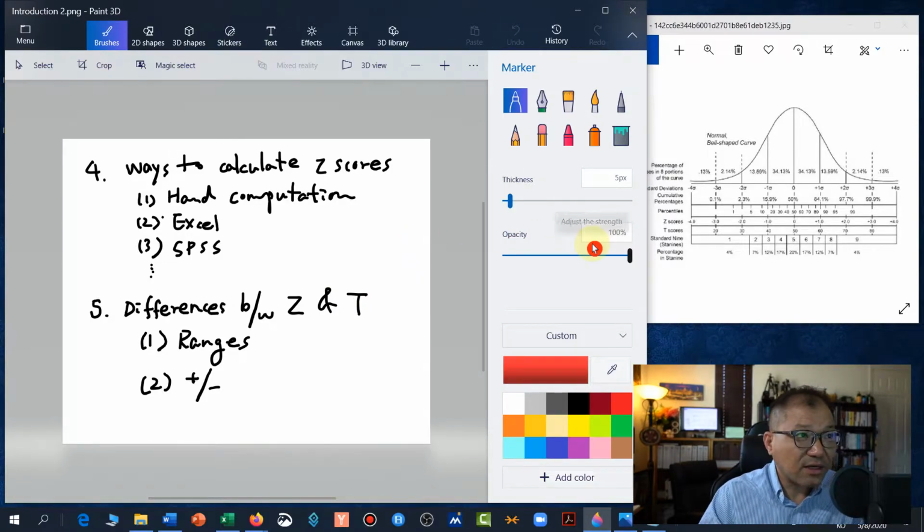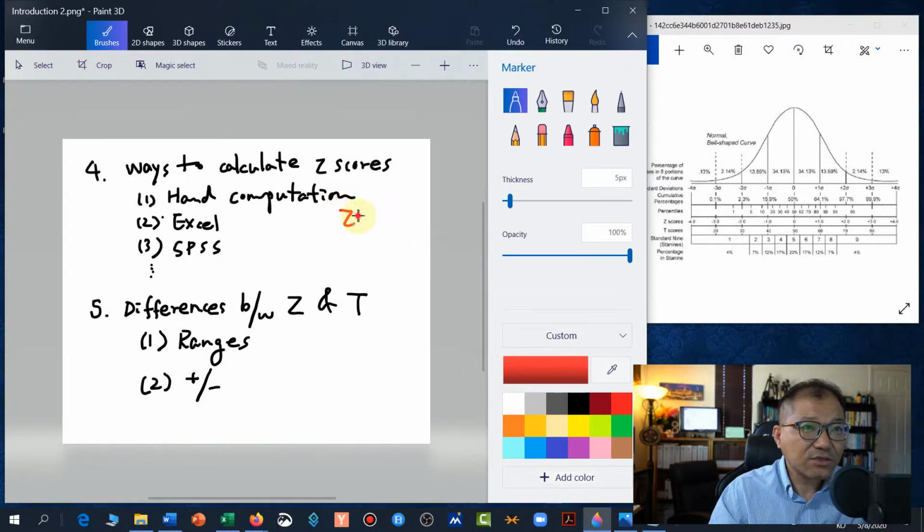The next one is there are several ways that you can calculate z-scores. And same thing, once you have z-scores, you can calculate t-scores as well. The first way to calculate a z-score is to calculate it by hand using the formula, right? So you have to use the formula: z-score equals x minus x bar over s, right? So that's the first way to calculate the z-score.